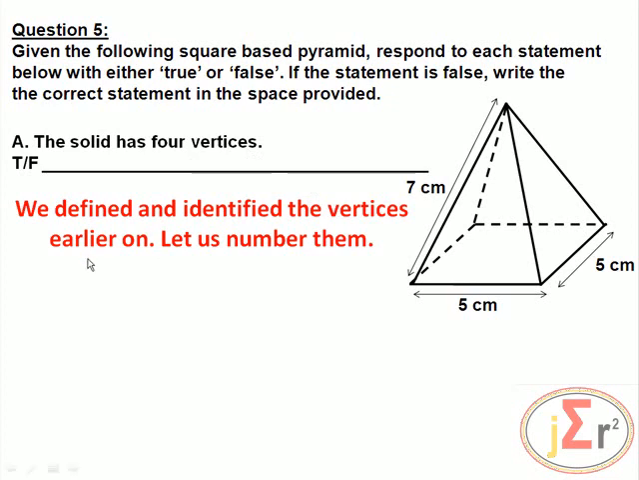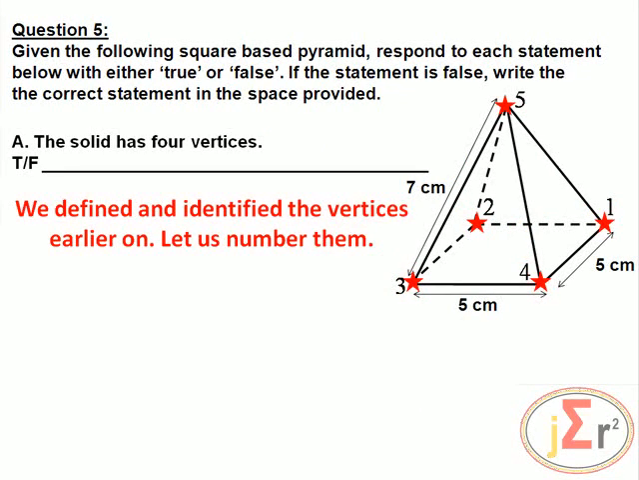Of course, we defined and identified vertices earlier on. So let us look at the number of them that we have in this solid. So we are going to number them. 1, 2, 3, 4, 5. There we have 5 vertices.